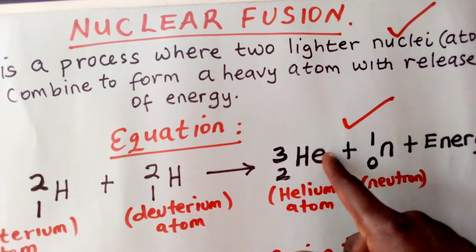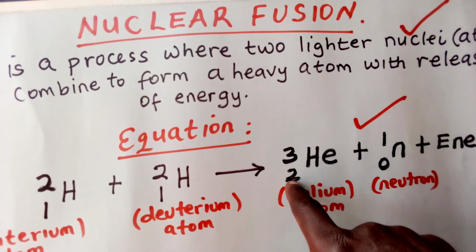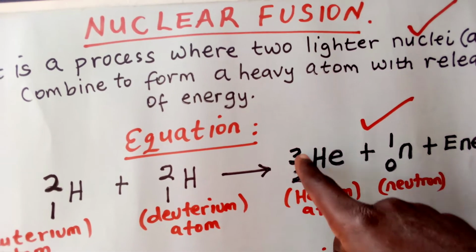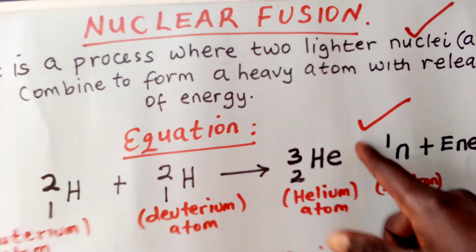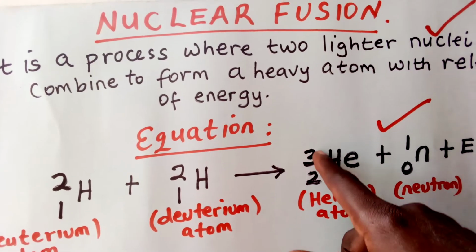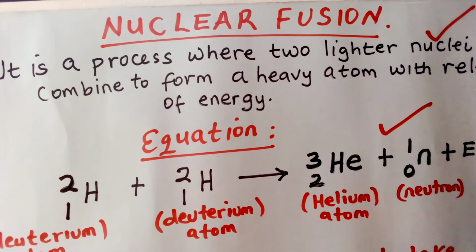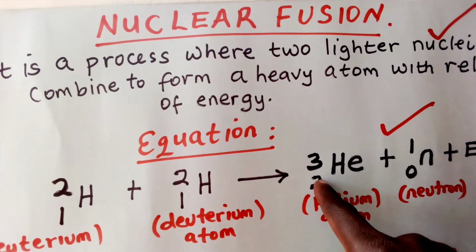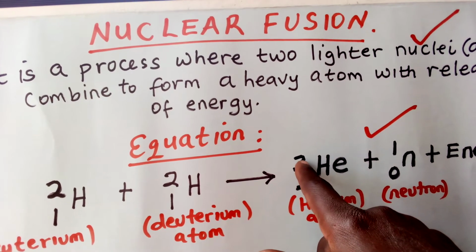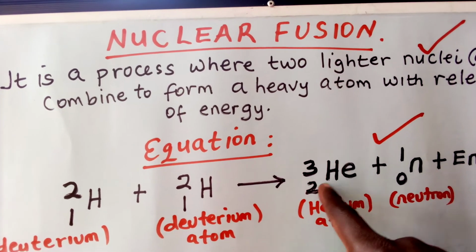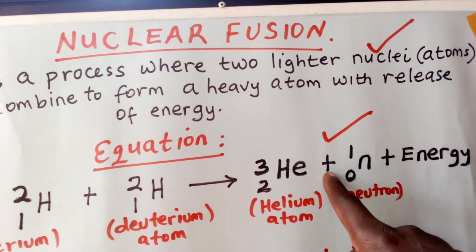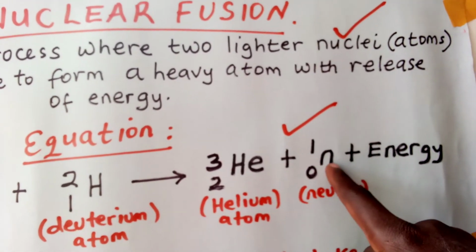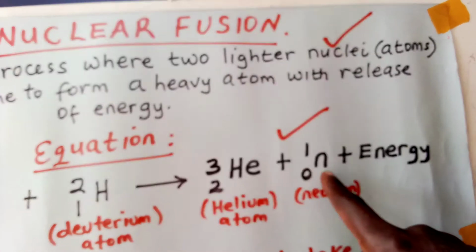Now, this helium atom has atomic number 2 and mass number 3. There is also one which has here 4 and this one is 2. That one is an alpha particle. But this one is 3 and 2. The mass number is 3, the atomic number is 2. So this is the helium atom which is produced. This is one of the products. Another product on top of this helium atom is a neutron. A neutron's atomic number is 0, the mass number is 1.